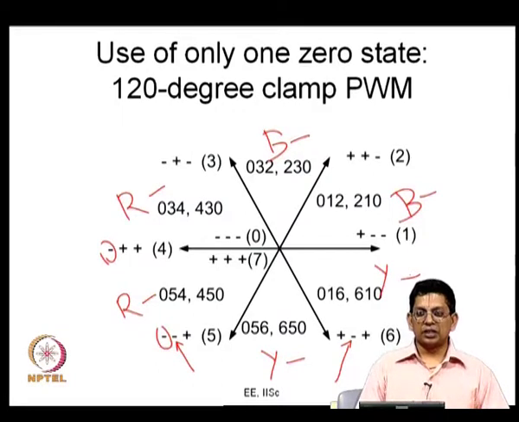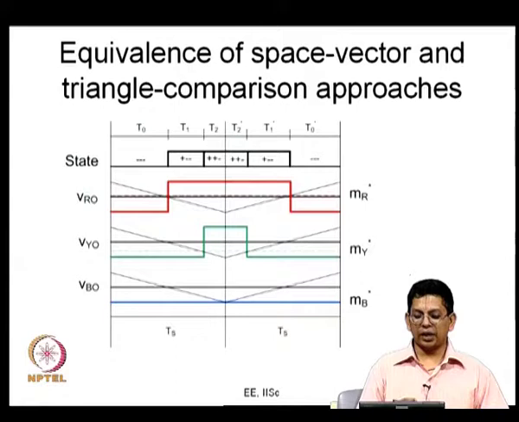So, here instead of every phase getting clamped to the positive bus for 120 degrees, you find a situation where every phase is getting clamped to the negative bus for 120 degrees, very similar to the other 120 degree clamp method we saw before. Just to emphasize the equivalence, you produce 0, 1, 2 etc.